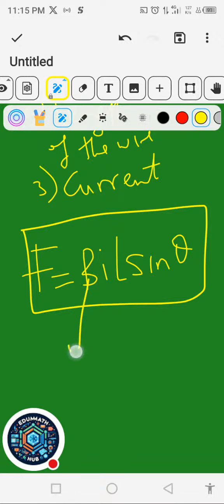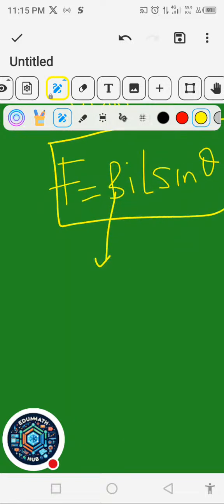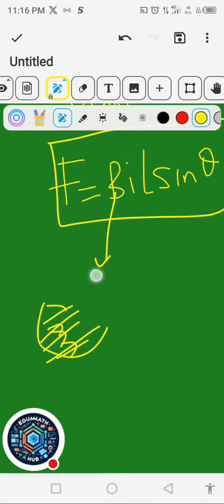Now, what is B? B is called the magnetic flux density. Don't let the name confuse you. It's just a fancy name. If something is dense, it means it's heavy. How concentrated is the magnetic field? If the magnetic field lines are many at a particular part, that means the density of the field at that point is high.